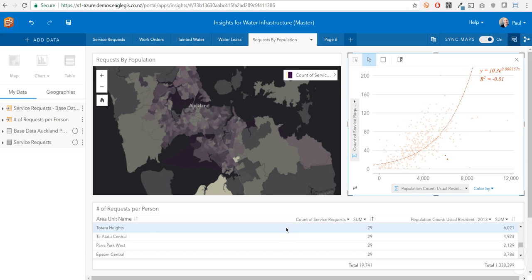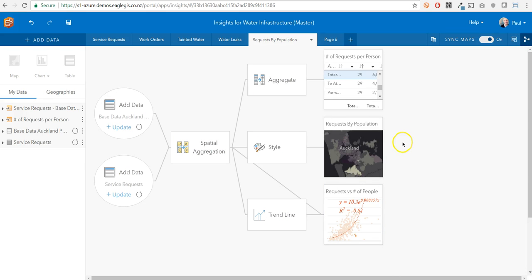Now, one of the greatest things about Insights is that it intelligently records our analysis workflow, so you and others can run it again to solve other problems. We can run these analyses again as the data updates, or even add new data sources here, and it's recorded. You can see the spatial aggregation I did, the style I applied, or even the trend line that we put on our relationship graph.